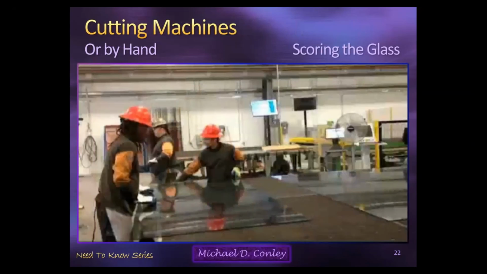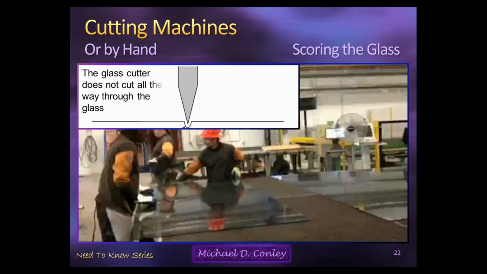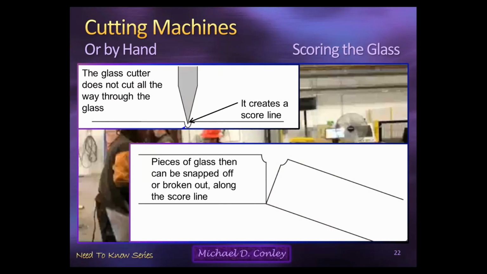It can also be cut by hand. Scoring it is the typical method of cutting glass when you do it by hand. The glass cutter does not cut all the way through the glass. It creates a score line. Pieces of glass can then be snapped off or broken out along the score line. It creates a weak point in the glass. It's usually used with a diamond cutter.